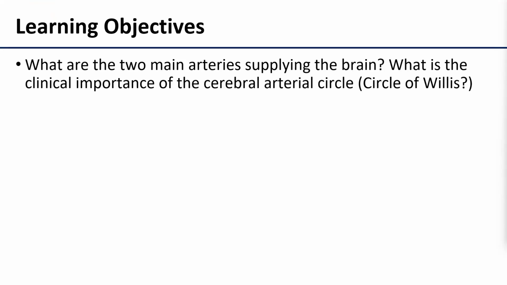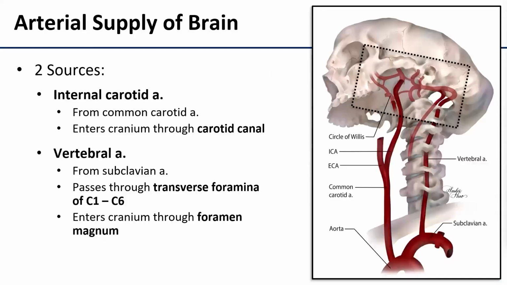Our objective for this video is to identify the two main arteries supplying the brain and discuss the clinical importance of the cerebral arterial circle, also known as the circle of Willis. Our brains are not only very important, but they're also very large, and that demands a really quite large and fail-safe blood supply to keep it functioning.